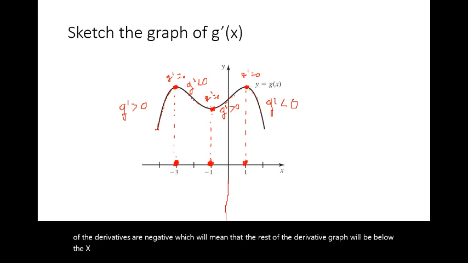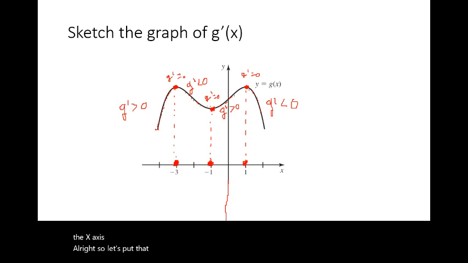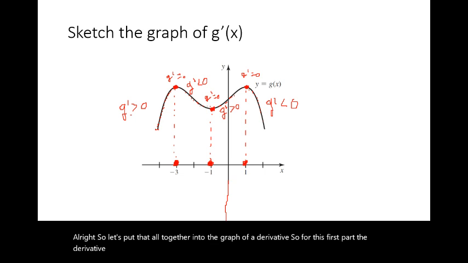All right, so let's put that all together into the graph of a derivative. So for this first part, the derivative is going to be above the x-axis, but it does need to reach the x-axis here at -3, so it will look something like this.